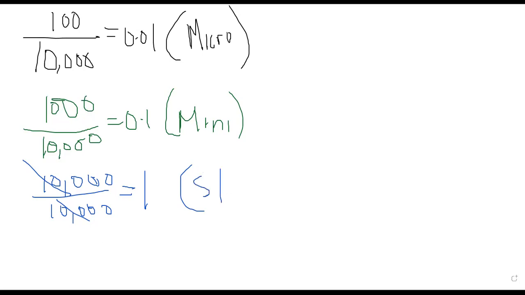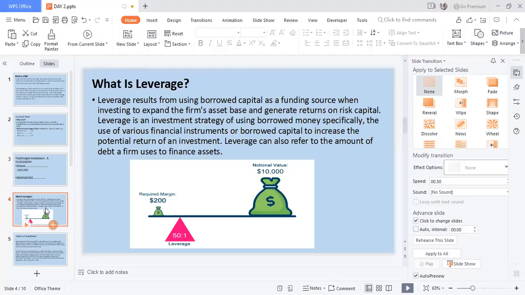Now, leaving the standard lot size, I'd like to go to the next phase of my slide, and that's leverage. Leverage results from using borrowed capital as a funding source when investing to expand the firm's asset base and generate returns on risk capital. Leverage is an investment strategy of borrowing money specifically.